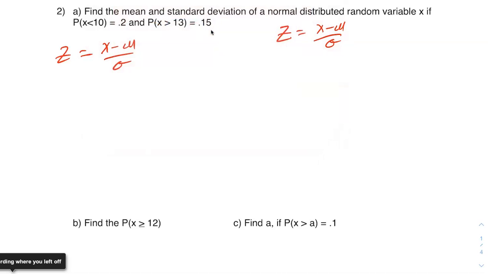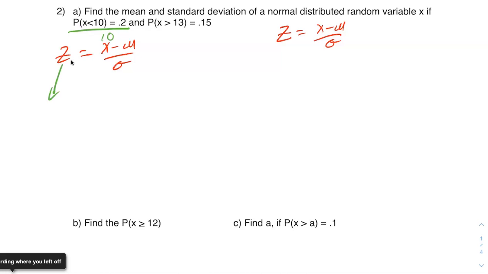Okay, let's do this one in green. So the probability that you're less than 10 is 0.2. So we have to plug that in. So the 10 is your x. I don't know mu and I don't know sigma. But where does the 0.2 go? Well, that goes for the z. It has to do with the z.